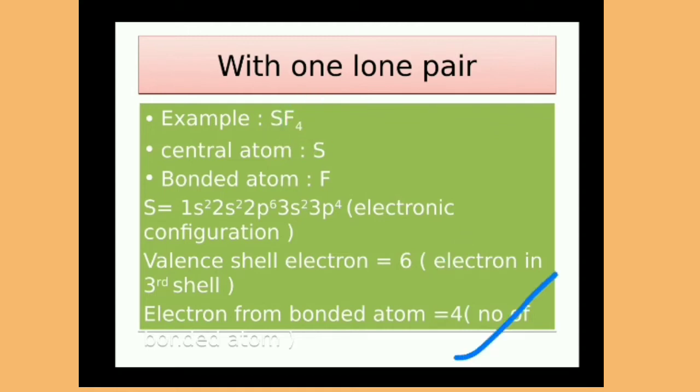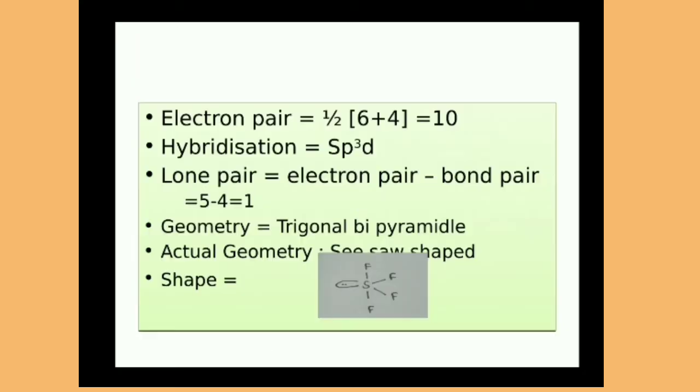Now we will calculate the electron pairs. So we have a formula that electron pair is equal to half of the sum of the number of valence shell electrons in the central atom plus electrons from bonded atoms. So half of 6 plus 4, that is 10 by 2, which is equal to 5. So hybridization will be sp3d, and lone pair will be electron pair minus bond pair, which is equal to 1.